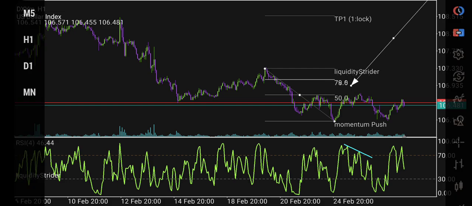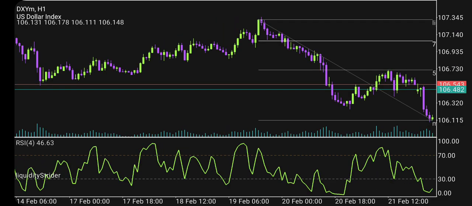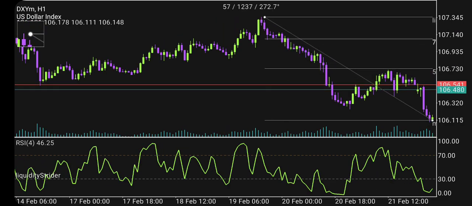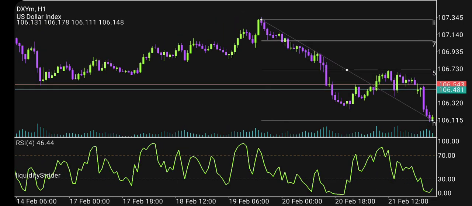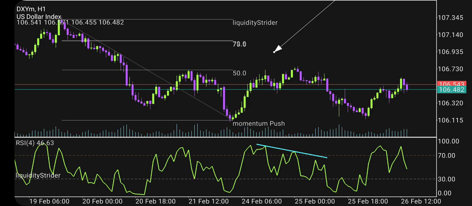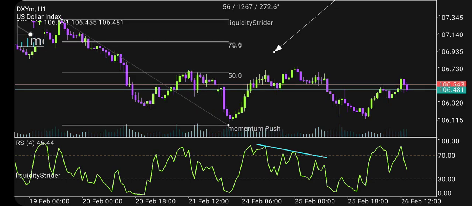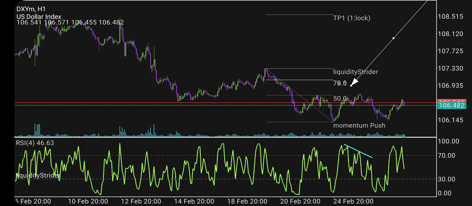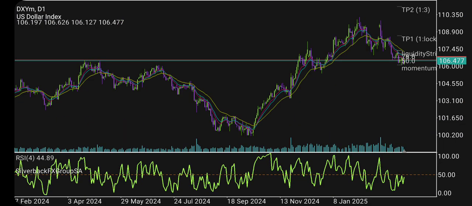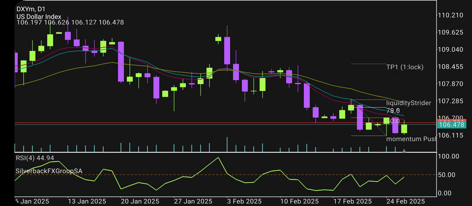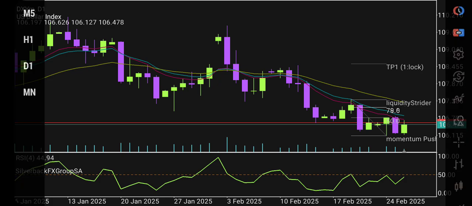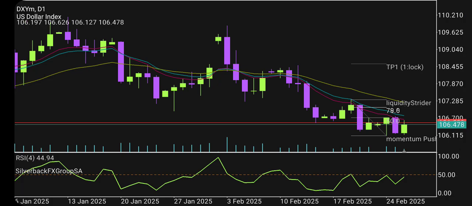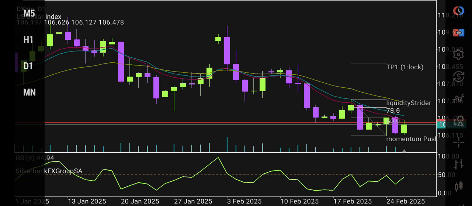So yeah, not from Thursday, from Wednesday's high, midweek high, previous week high, to this Monday's low, that is a momentum push, guys. So from there on, I want to mark out the 50%. Still on the daily chart, guys. I haven't gone down to the hourly chart for now. I'm still on the daily.